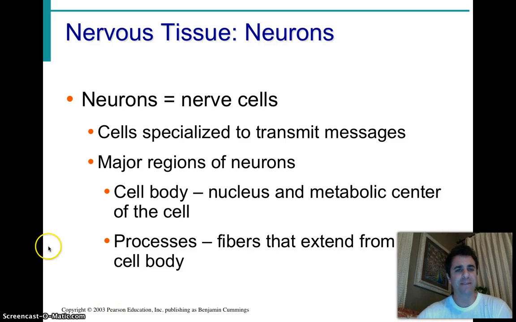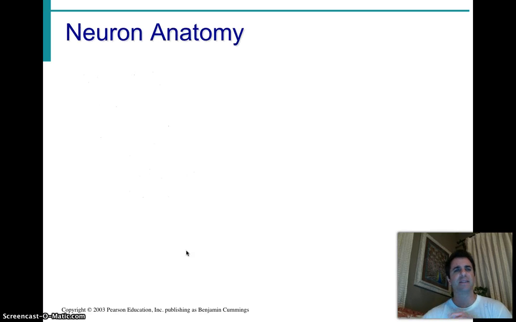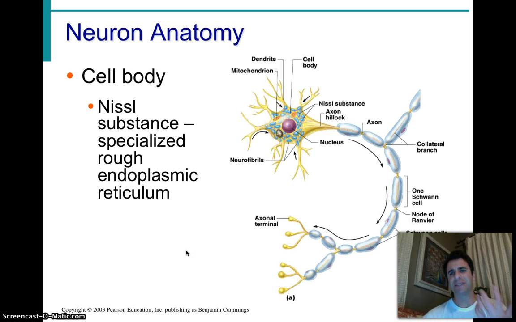They have a cell body, sometimes called the soma, but this is basically like the nucleus, the mitochondria, the Golgi, and all that kind of stuff. That's very typical of a neuron, very typical of any cell, I should say. And then they have processes, which are things that stick out from the cell body. And these things include dendrites and axons that we'll talk about in just a bit. Here you see dendrites sticking out and the axon coming out.